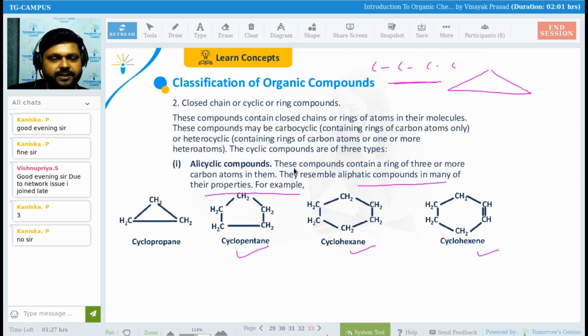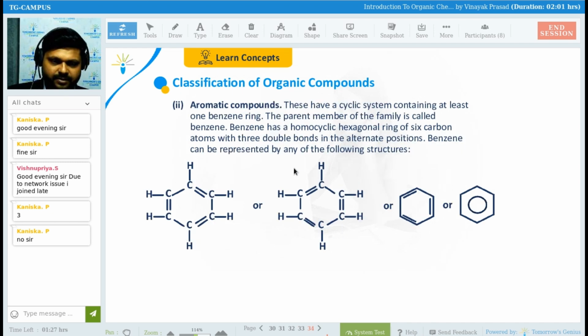Now, what is an alicyclic compound? See, alicyclic compound: this compound contains a ring of 3 or more carbon atoms in them. So if a ring of 3 or more is there, it will be called an alicyclic compound. Is it okay? So these are alicyclic compounds, or you can say ring compounds, or closed chain compounds. Now we are going to see the aromatic compounds.